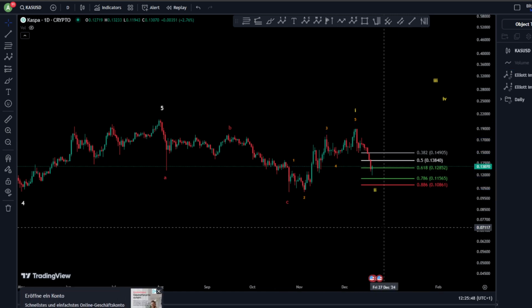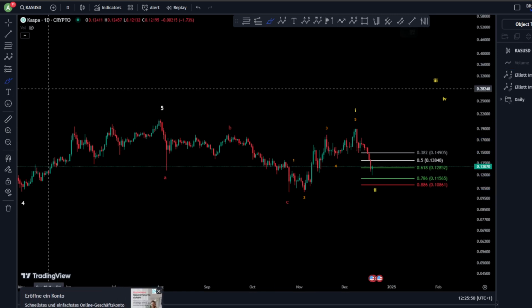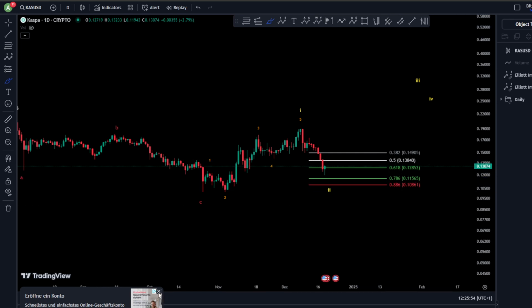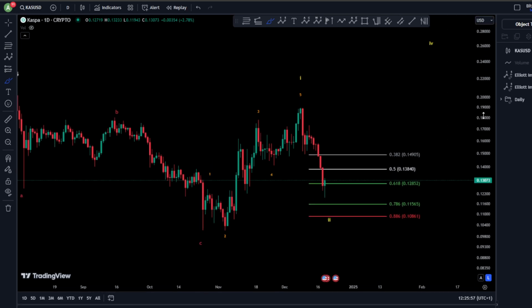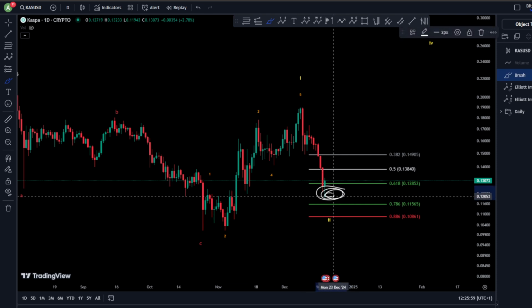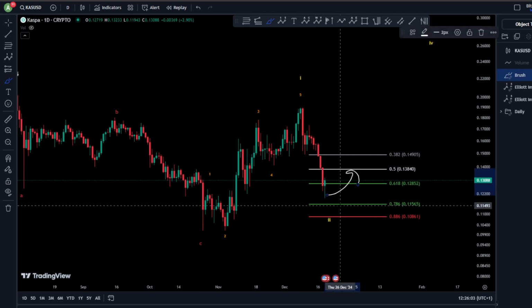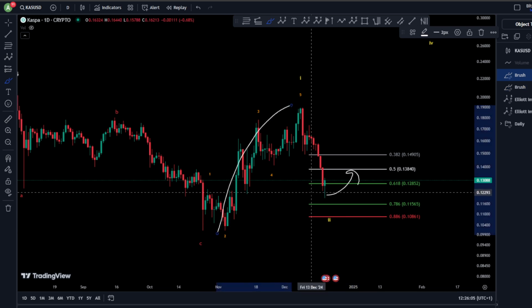upside because we saw a rejection exactly between the 0.618 and the 0.78 green box for a wave 2, which is a perfect fib level where a wave 2 would like to start to unfold towards the upside after, of course, an impulse.